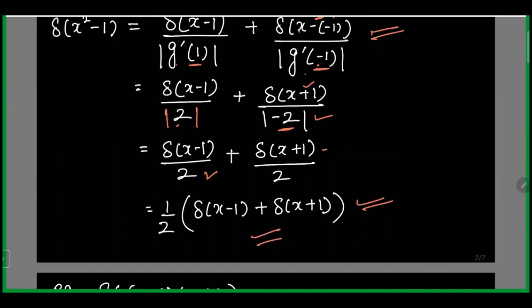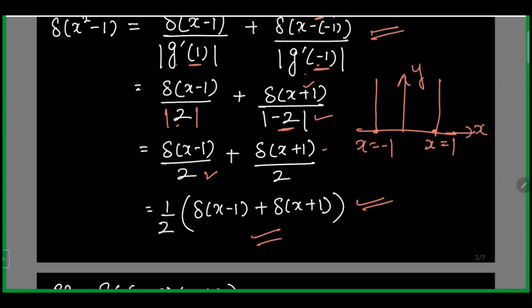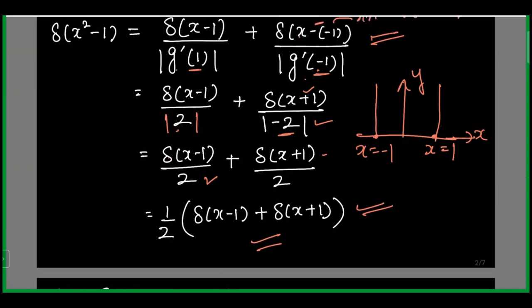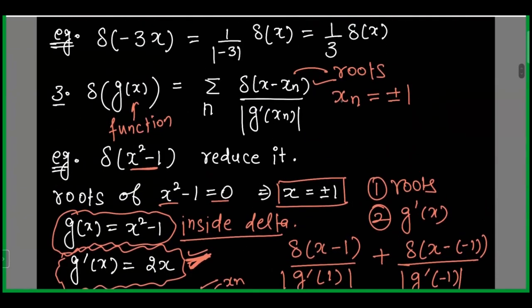I can even plot this function. Very easy. Your function will be 0 everywhere except at x equals 1 and at x equals minus 1, because there are two delta functions, right? So this is the plot of your function. I hope that you have understood this concept, how we use this property. This property is to reduce complex delta functions. Whenever there is a function inside a delta function, you use this property to reduce it.